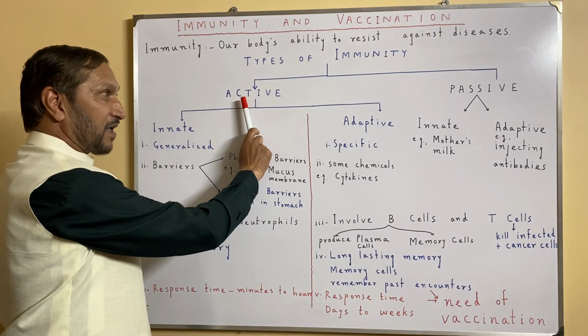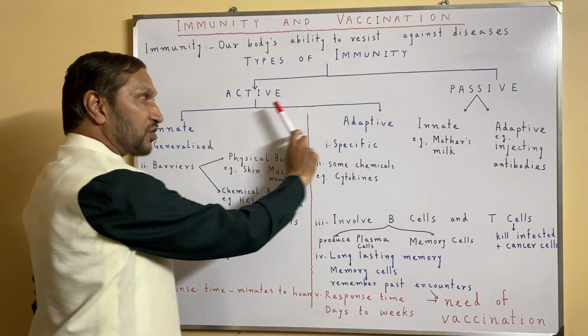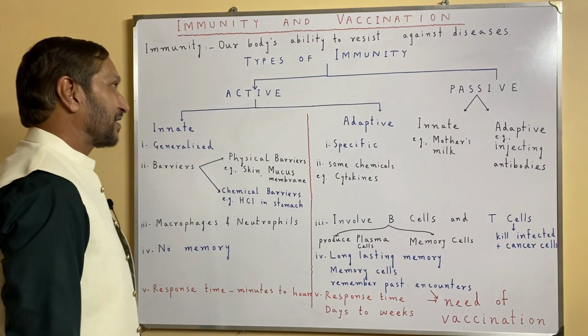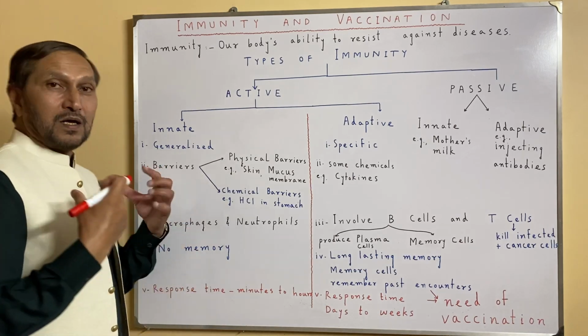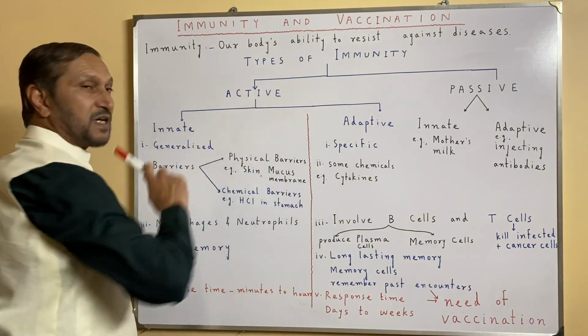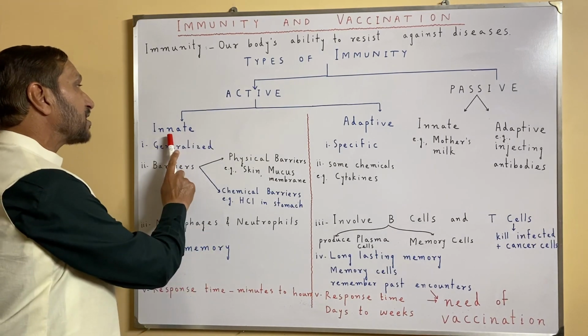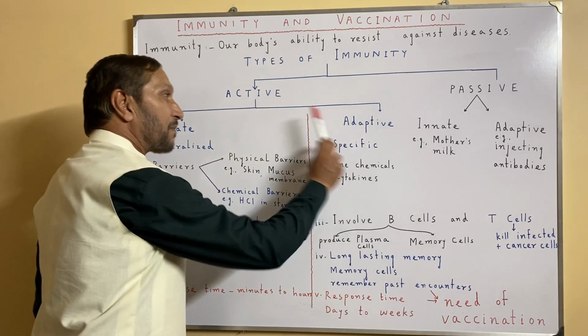So types of immunity. Here there are mainly two types of immunity: active immunity and passive immunity. So active immunity is present in our body, and once again there are two types of active immunity. One is innate immunity and the other is adaptive immunity.